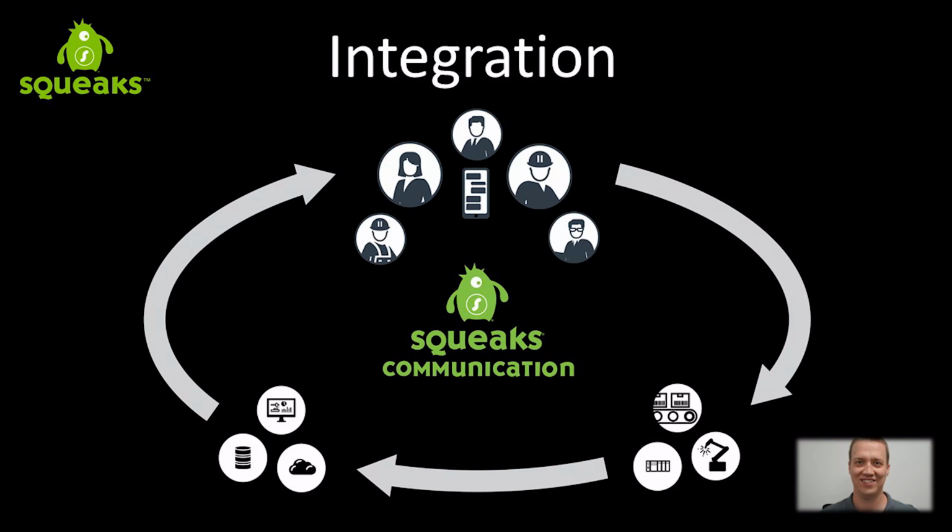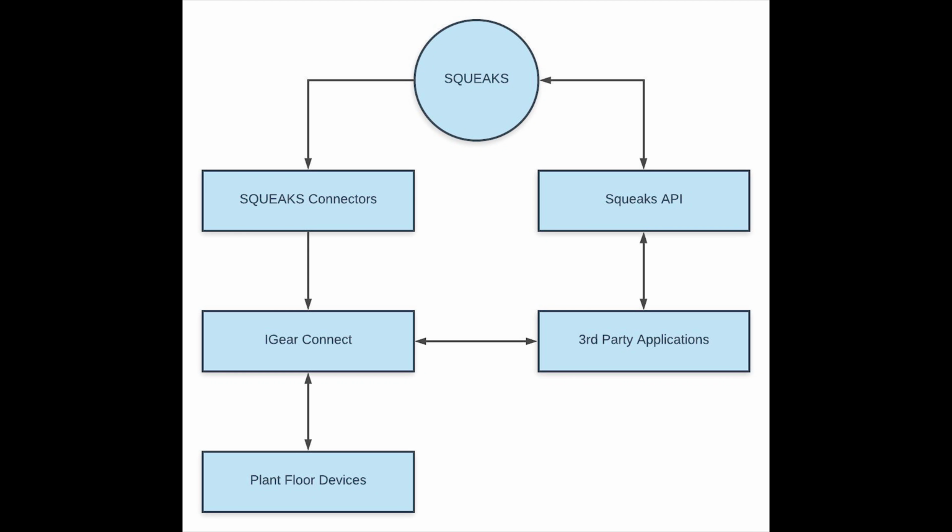Welcome to this follow-up video on Squeaks integration that will focus on integrating Squeaks with third-party software systems. There are two features available in Squeaks that allow outside applications to communicate with Squeaks: the Squeaks API and Squeaks connectors. The Squeaks API primarily allows third-party applications to send data to Squeaks or request data from Squeaks.